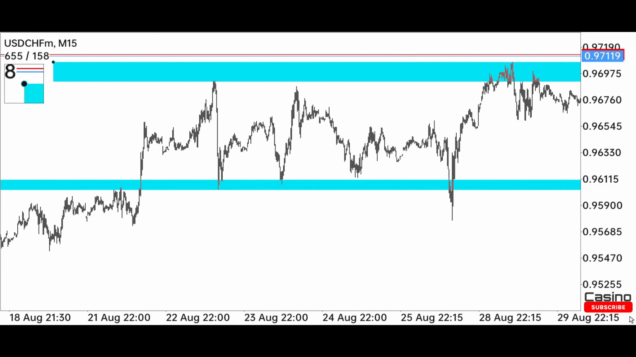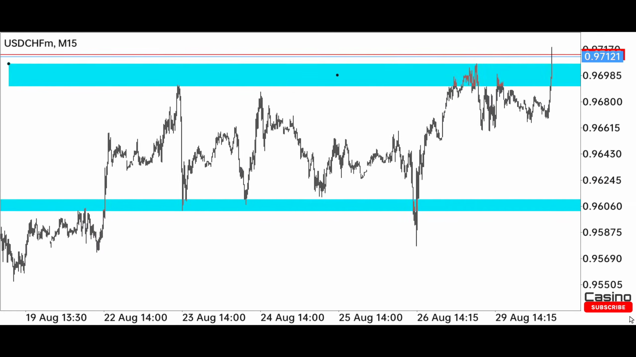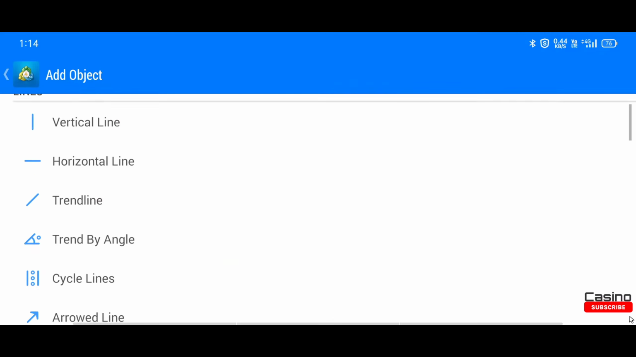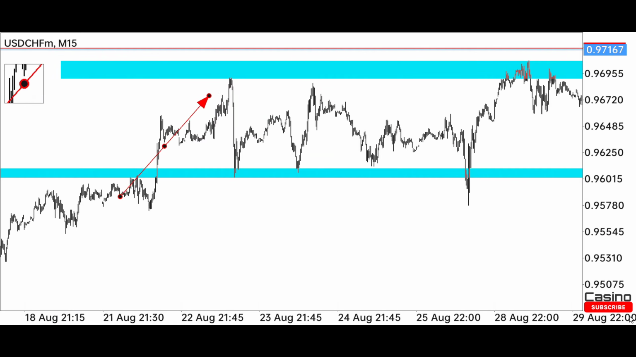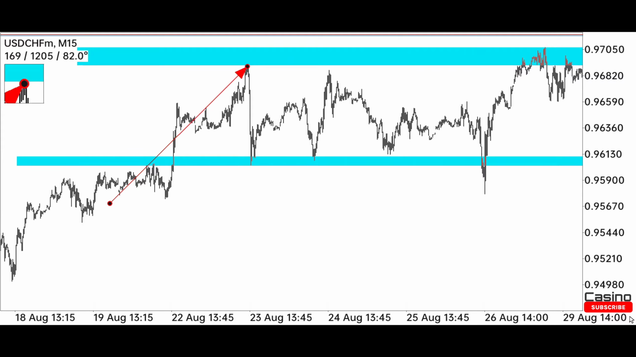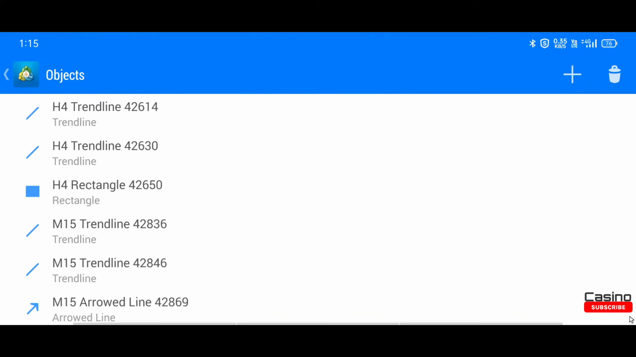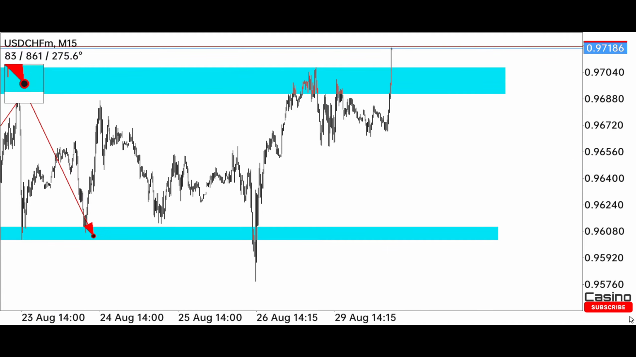Here we can clearly see that the market is moving up and down again and again in the same place. This is what we call consolidation. To understand this better, we will use arrow lines. The market moved up from here and created a resistance level. We'll take another arrow line, then the market went back down from here.